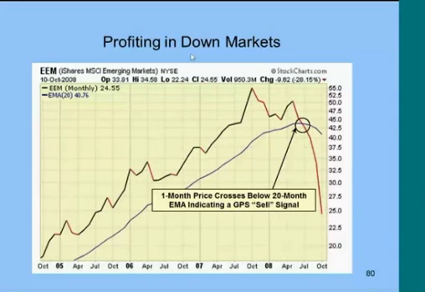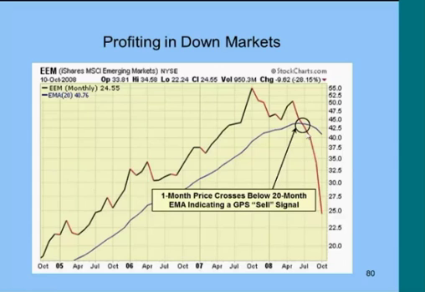So let's now take a look at profiting in down markets, and here's the major trend chart for the emerging market index. We can see the 1-month price above the 20-month EMA right here, but then in April or May, I guess this is around June of 2008, the 1-month price crossed below the 20-month EMA. So now the emerging market ETF is on a sell signal.